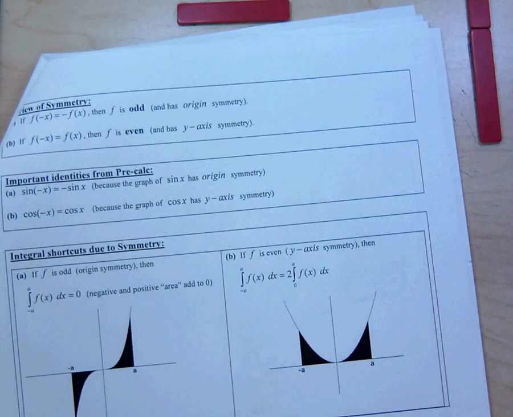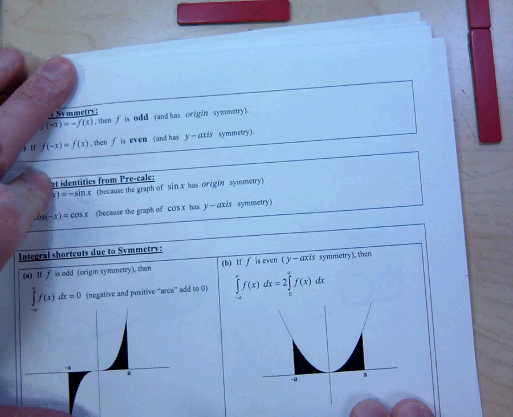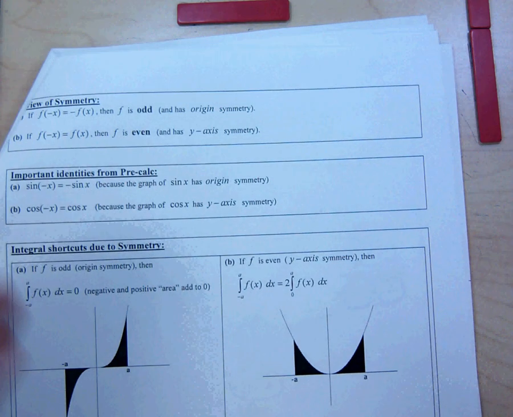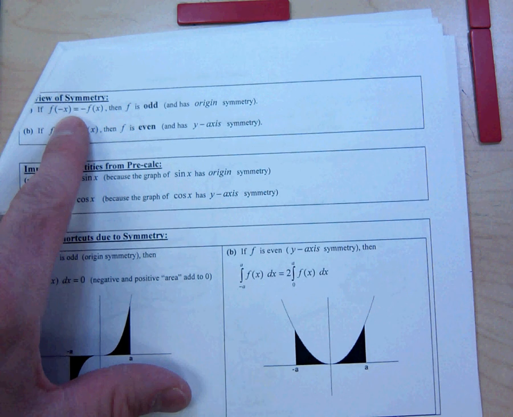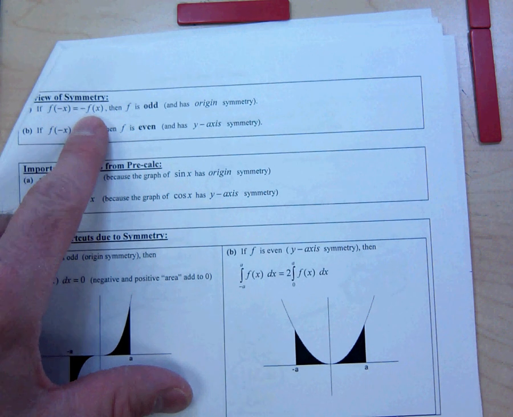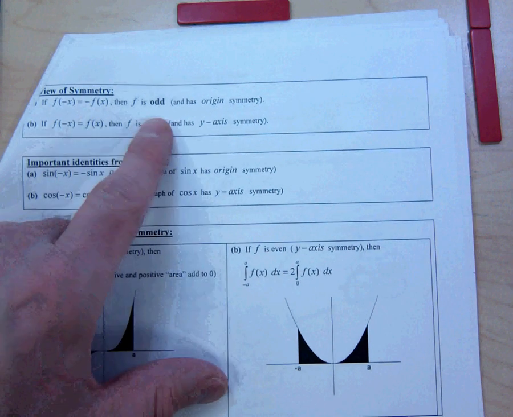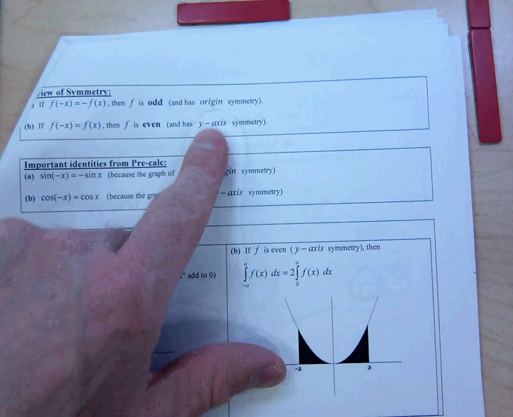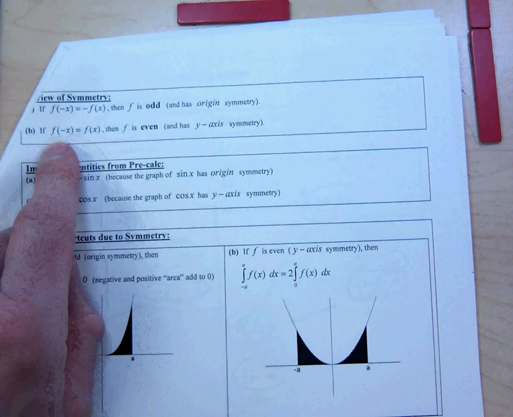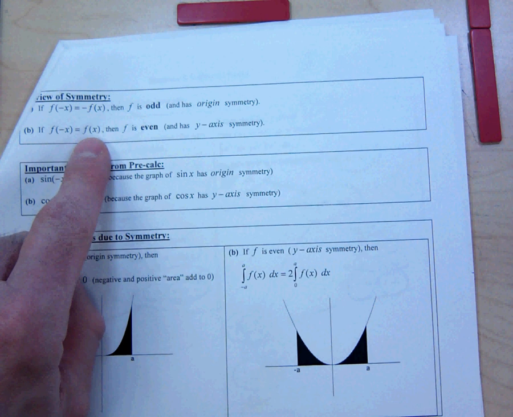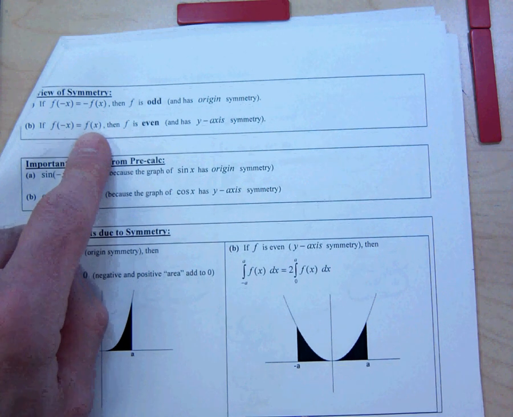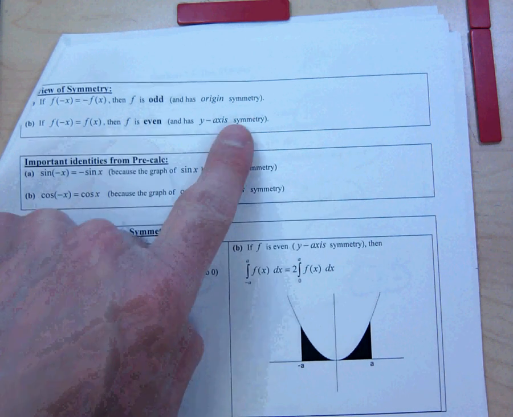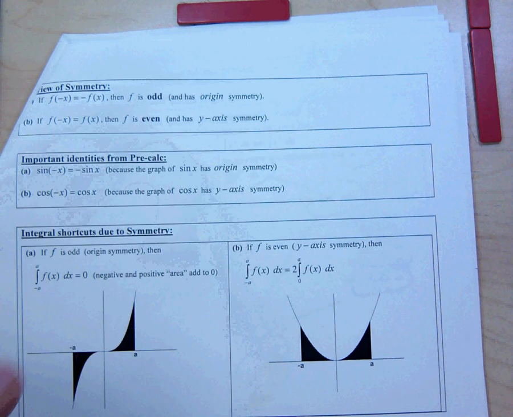And so, think about it. If you replace x with negative x and you get the opposite y values back, then the function is odd. In other words, it has origin symmetry. If you replace x with negative x, play around with it, and you get the same function back again, in other words, you get the same y value that you would have originally if it was just x, then think about that. That would be y-axis symmetry, or even, right?